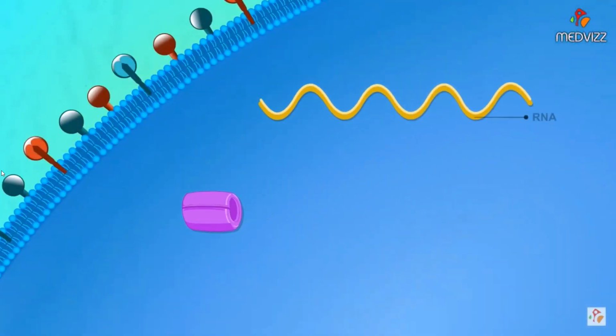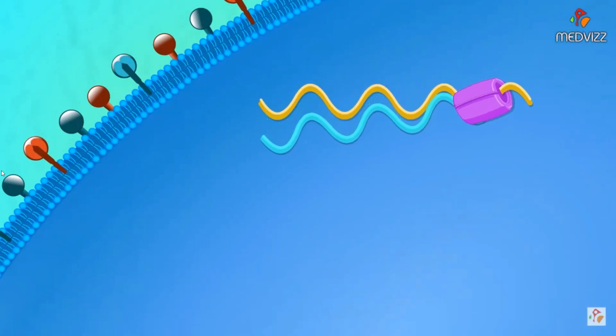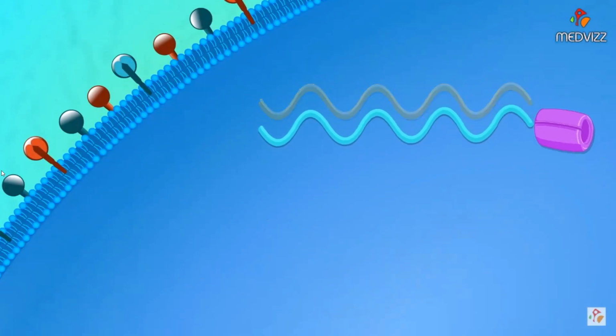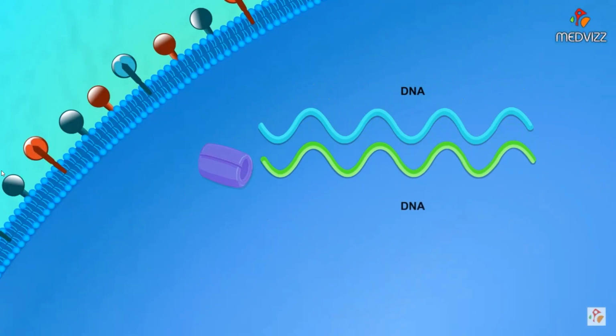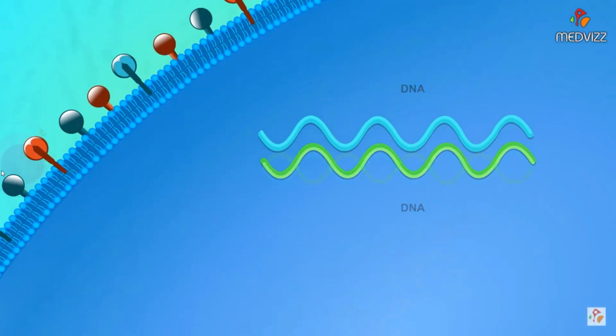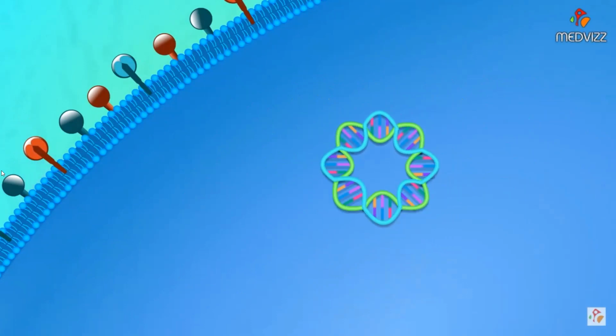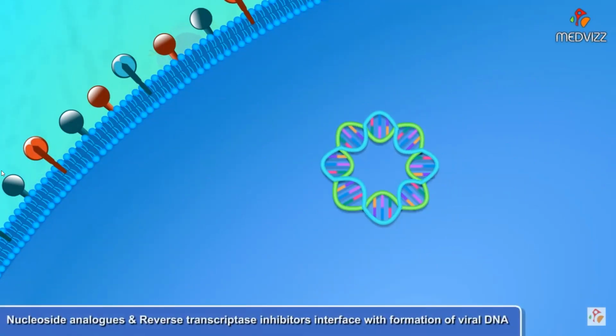Once the RNA is released into the cytoplasm of the host cell, reverse transcriptase makes a DNA copy of the viral RNA genome. As the DNA is being formed, reverse transcriptase degrades the RNA strand. A complementary DNA strand is then added by the reverse transcriptase, and the ends of the resulting double-stranded DNA segment are joined non-covalently. Treatment with nucleoside analogs or reverse transcriptase inhibitors interferes with these steps.